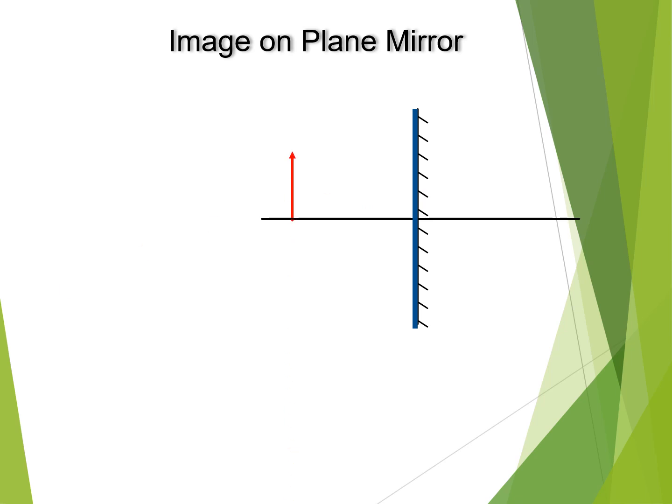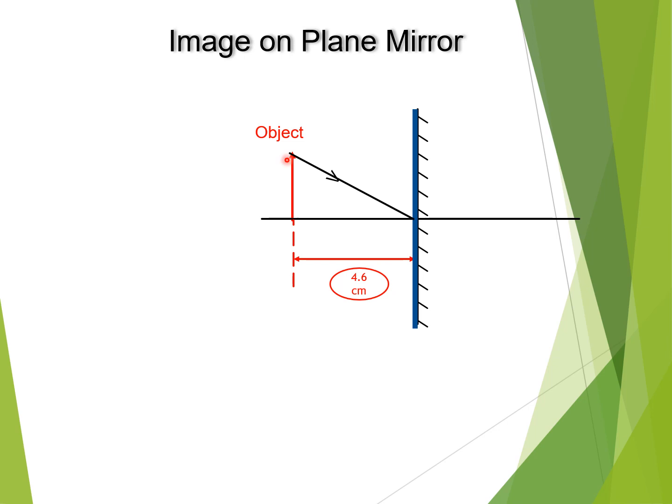Let us see how an image is formed in a plane mirror. Suppose this is a plane mirror and this is its axis. An object is placed on the axis as shown with this red arrow, and say the distance between the mirror and the object is 4.6 centimeters.